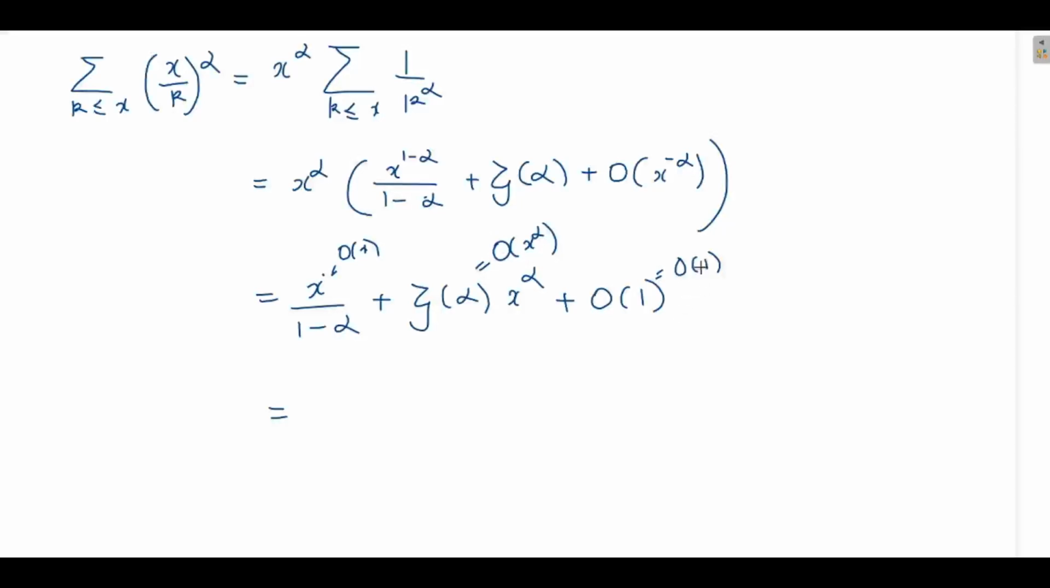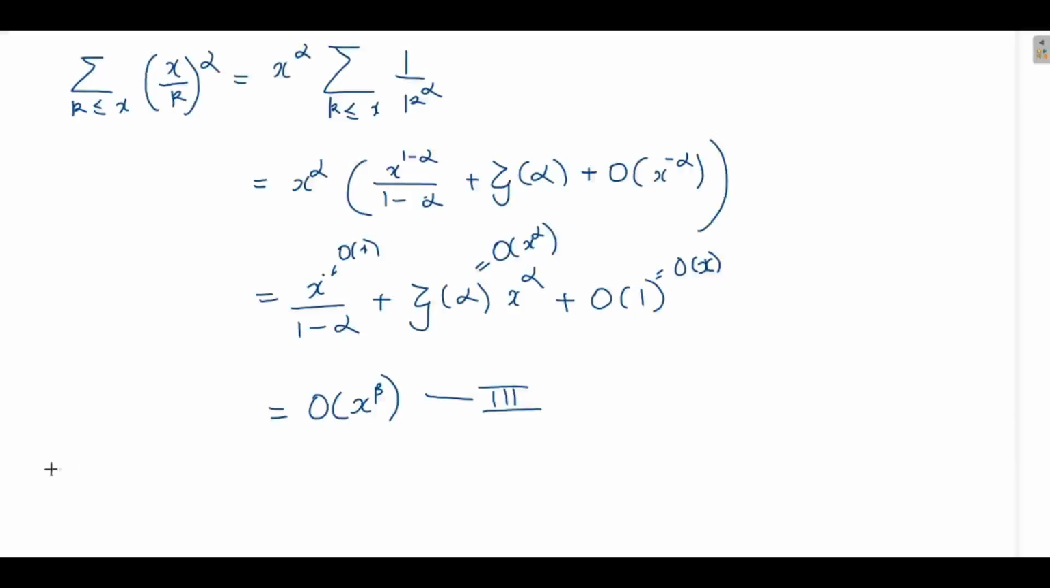Since this is big O of 1, this will also be big O of x. And since beta is the maximum of 1 and alpha, every term will be big O of beta, x raised to beta. So this we can call as 3.